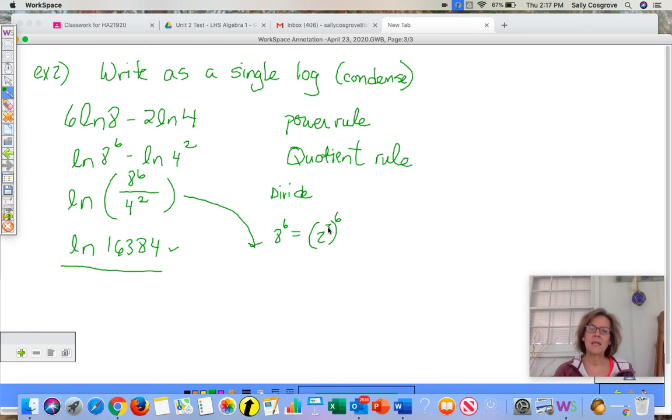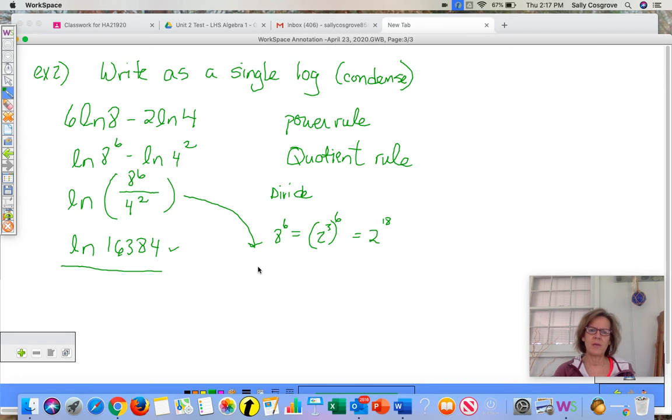And then 2 to the 3rd to the 6th. When you take a power to a power, you multiply the exponents. So I get 2 to the 18th. We're going to call this our side business. And then I've got 4 squared.